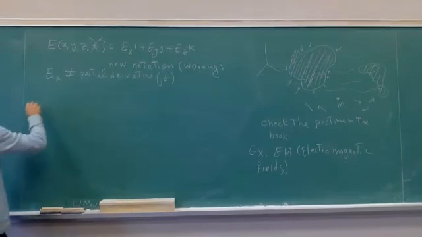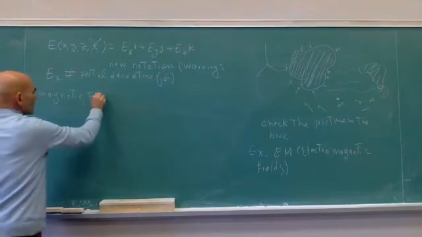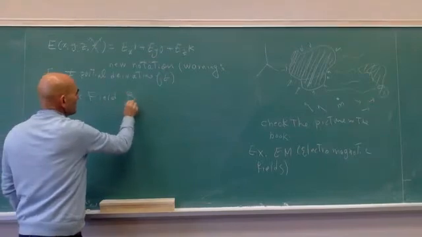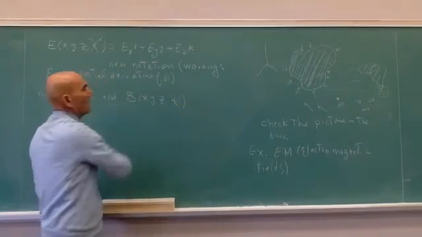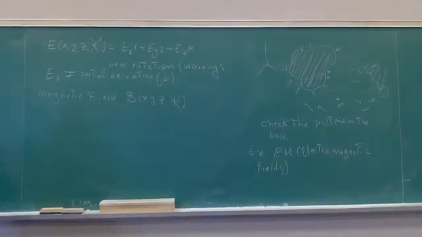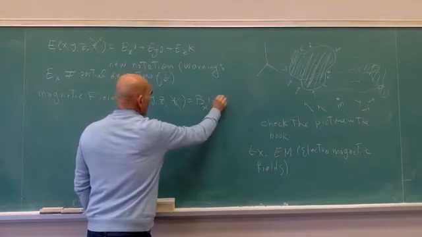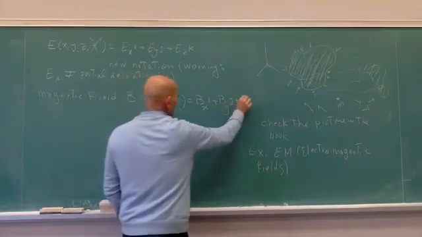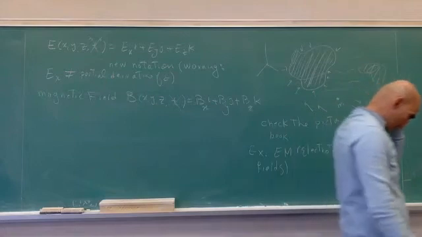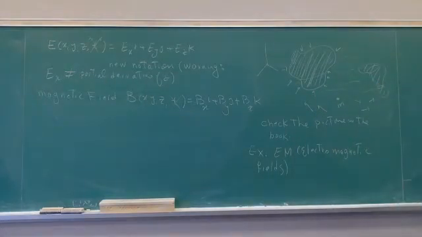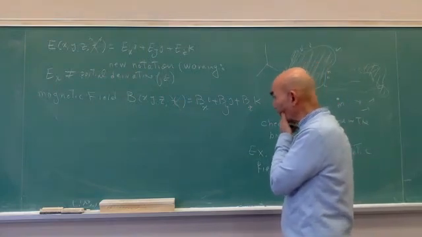Same for the magnetic field. This time the notation is B of x, y, z. And again, we forget about t because we fix the time. We look at this at one moment of time. So that's again equal to B_x i plus B_y j plus B_z k. Okay, so that's good. So these are examples of vector fields in nature that I wanted to discuss.